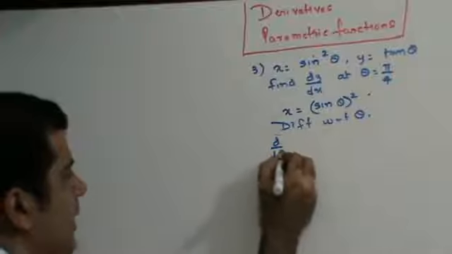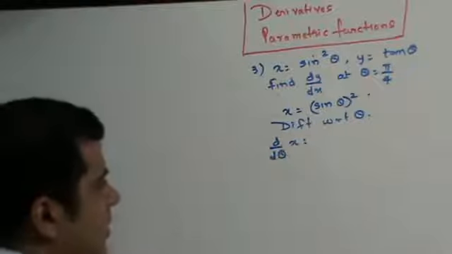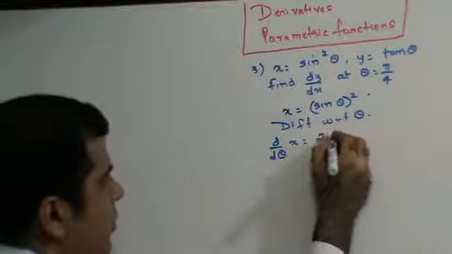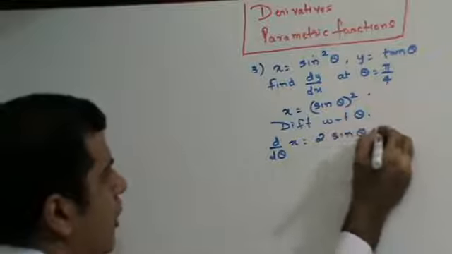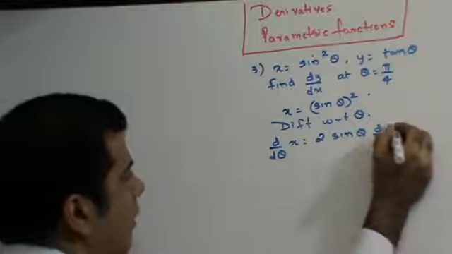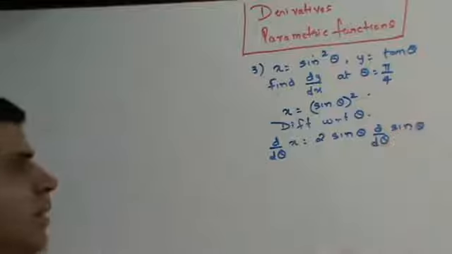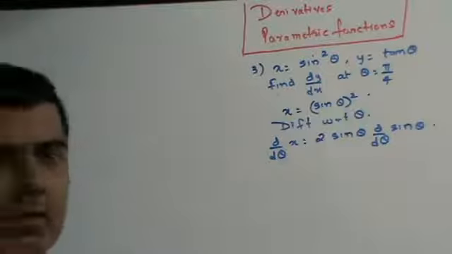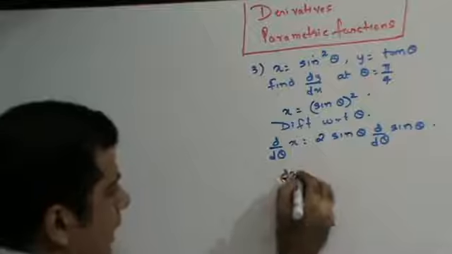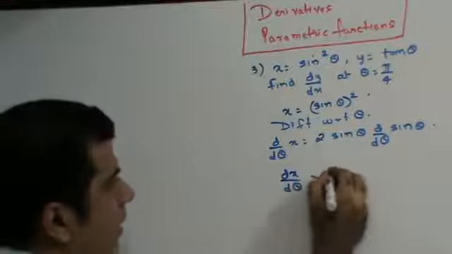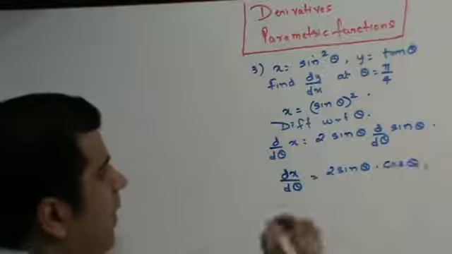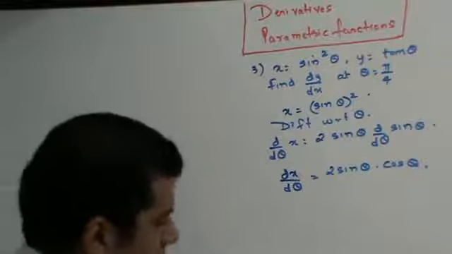So you will get dx by d theta of x is, d by dx of u square is 2u d by dx of u. So you will get dx by d theta is 2 sin theta, d by d theta of sin theta is cos theta. Leave that there as it is.